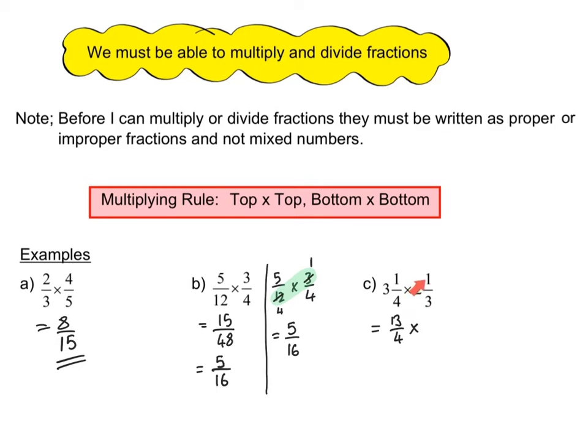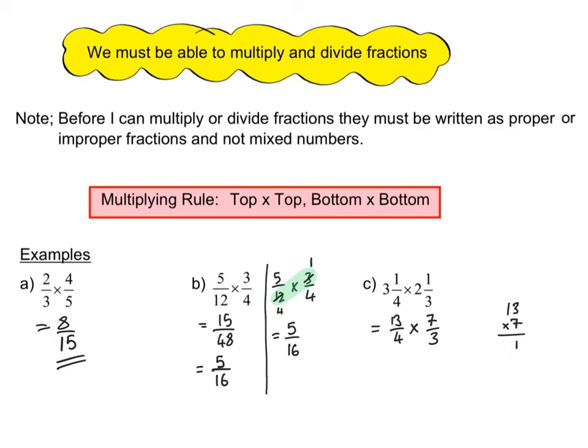Add on 1 is 7. So that becomes 7/3. So we're now at the stage where we can do top times top. So 13 times 7. Now if you can't do that in your head, there's absolutely nothing wrong with just writing down at the side, 13 multiplied by 7.